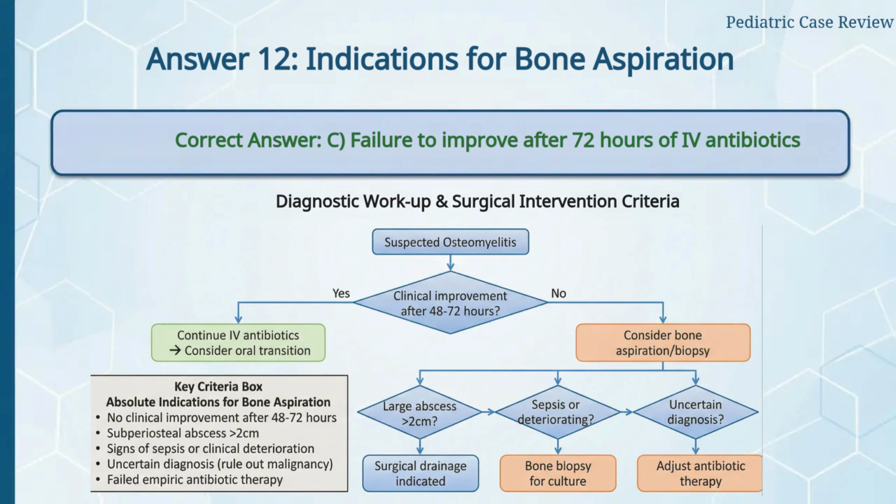According to the Infectious Diseases Society of America and Pediatric Infectious Diseases Society guidelines, bone aspiration and surgical drainage are indicated when a child does not show clinical improvement despite adequate antibiotic therapy for at least 72 hours. The goals of aspiration are to obtain material for culture and sensitivity testing to confirm the diagnosis and to decompress any subperiosteal or intraosseous abscess. Negative blood cultures alone are not an indication because most osteomyelitis is treated empirically based on clinical findings. Bone marrow edema on magnetic resonance imaging is expected and does not by itself mandate aspiration. Persistent fever with imaging evidence of abscess formation is the clearest combined indication.